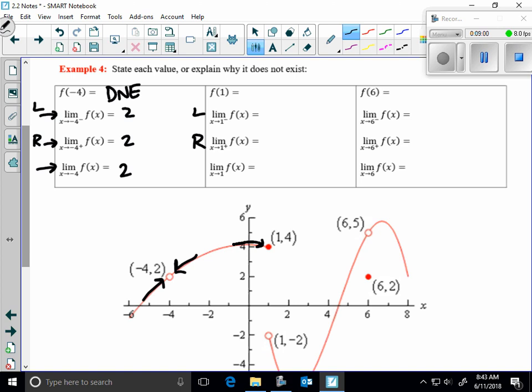X equals 1 from the left is 4. X equals 1 from the right is -2. Therefore, this limit does not exist. Another way you could write that is a backwards E with a line through it.